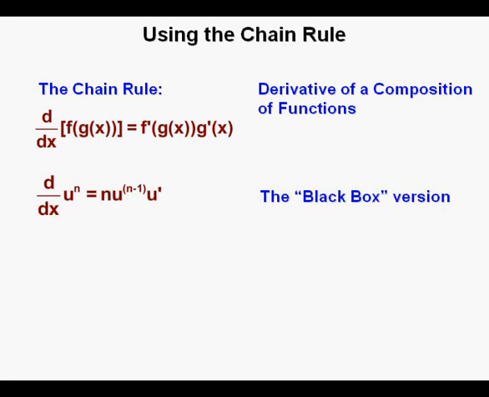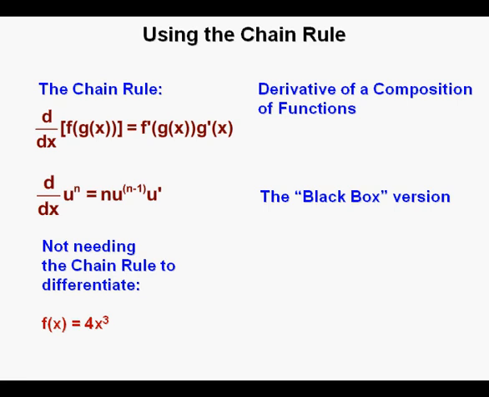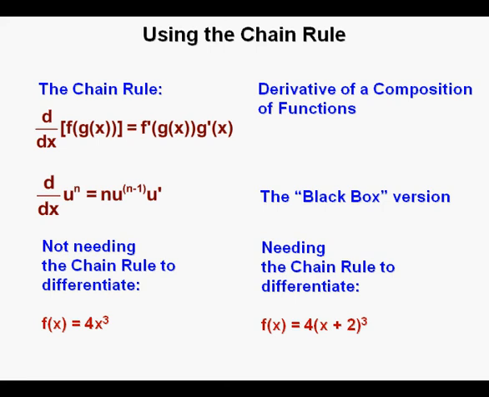And then what we have, what I call the black box version of the chain rule. This version is best applied when we can start off using the power rule to differentiate. And it's d/dx, or the derivative with respect to x, of u to the n power equals n times u to the quantity n minus 1 times u prime. And for this application, a function like f of x equals 4x cubed would not need the use of the chain rule, whereas this function f of x equals 4 times quantity x plus 2 cubed would need to use the chain rule to differentiate.